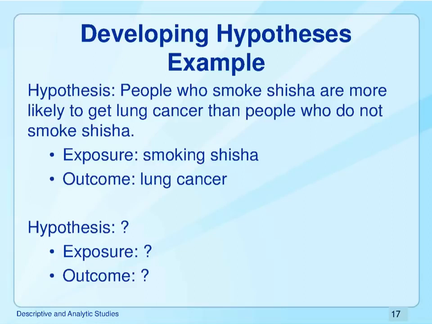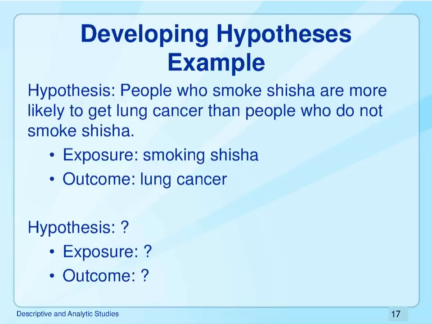Now here we see an example of a hypothesis. Shisha refers to flavored tobacco that is consumed through passing the tobacco smoke through a vaporizer such as a hookah before inhalation. It's a common method of consuming tobacco found in MENA, M-E-N-A, Middle East and North Africa. Here the independent variable is smoking shisha and the dependent variable is lung cancer. The hypothesis is that those who smoke shisha are more likely to develop lung cancer than those who do not.